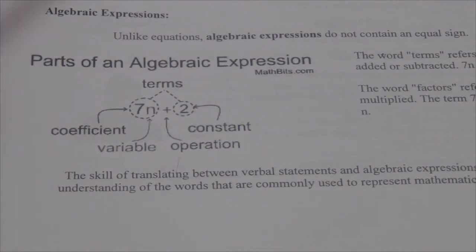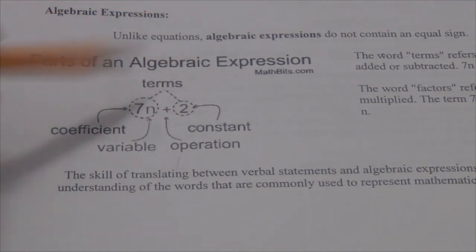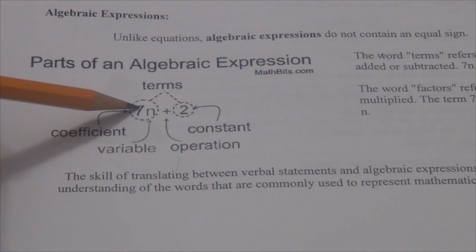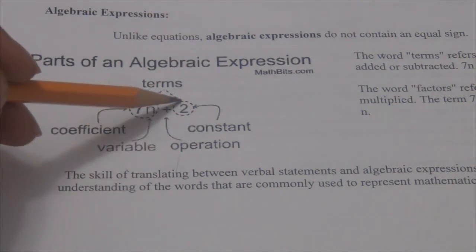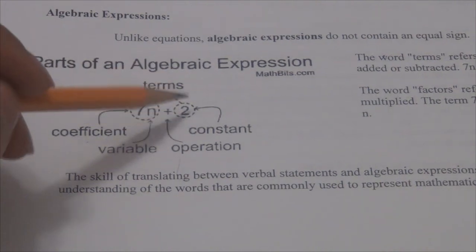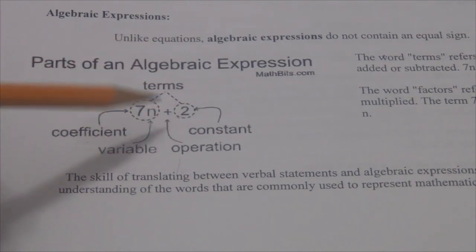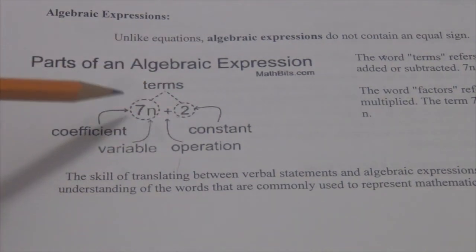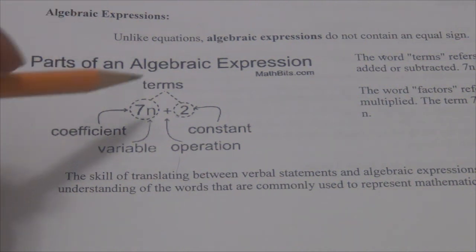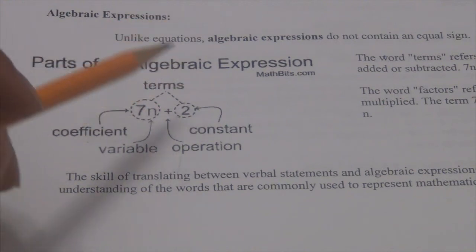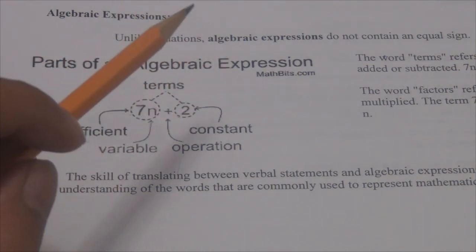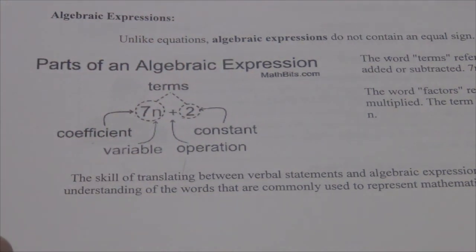So, parts of an algebraic expression. See that? Coefficient, variable, and a constant operation. The constant doesn't always have to be there, but it's part of it. The idea is that you're going to have variables, numbers, exponents, but you're not going to have an equal sign. Got it? And you could just read the rest.